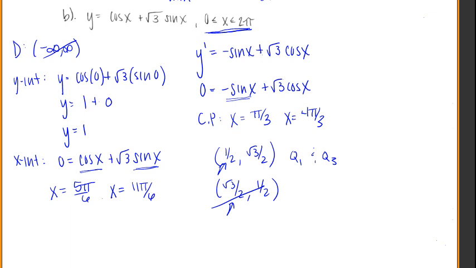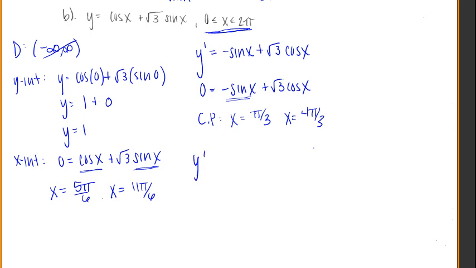Okay, so there's our critical points, and let's go about getting our second derivative. Let me erase some of this work. And our second derivative. Okay, so y double prime is equal to a negative derivative of sine of x, which is cosine x, plus the square root of 3 times the derivative of cosine x, which is negative sine x. So y double prime is equal to negative cosine x minus the square root of 3 times the sine of x.